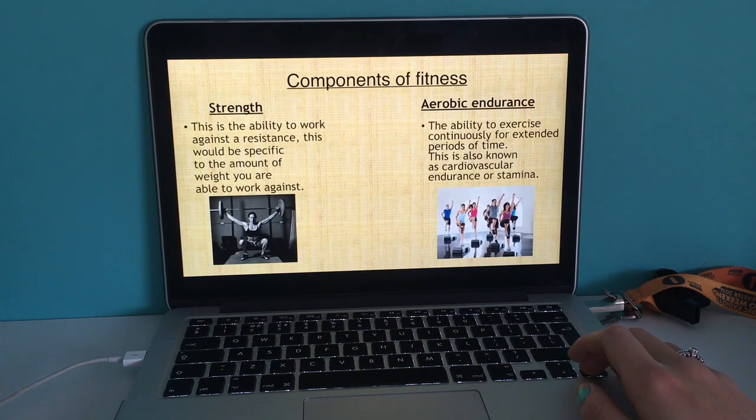Components of fitness. Strength. This is the ability to work against resistance. There are three types of strength: explosive, dynamic and static. Aerobic endurance. This is the ability to exercise continuously for an extended amount of time. For example, a marathon runner would need good aerobic endurance.